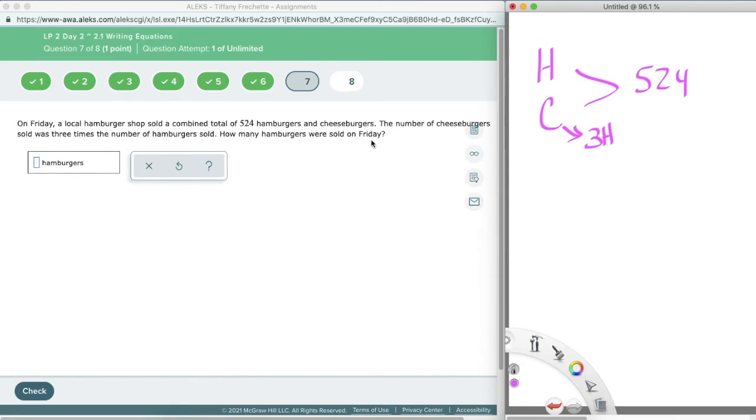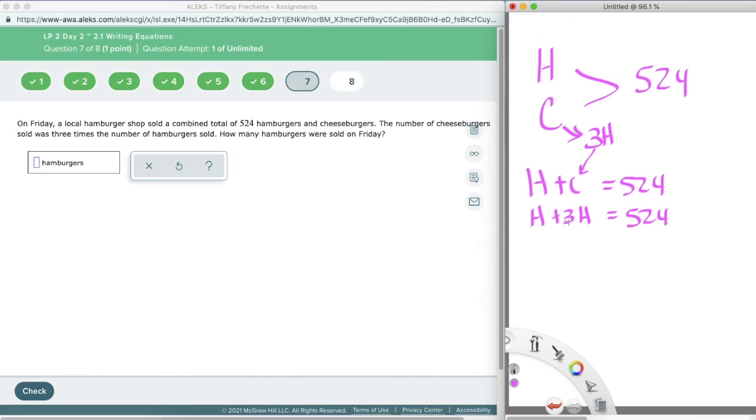So remember, if I add H plus C, it's going to be 524. But I don't really want H and C in my equation. I can't really solve this, there are too many variables. So instead of C, I want to put in 3H, because the number of cheeseburgers sold was 3 times the amount of hamburgers. So I can go H plus 3H equals 524. I substituted that in.